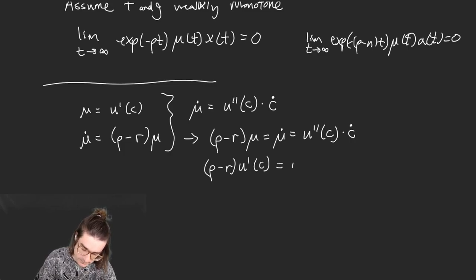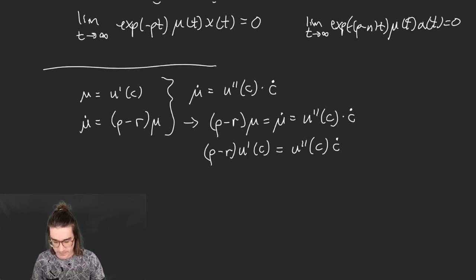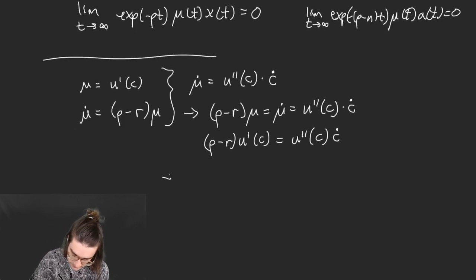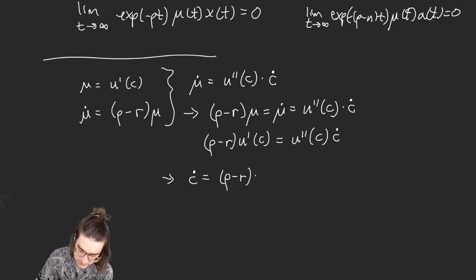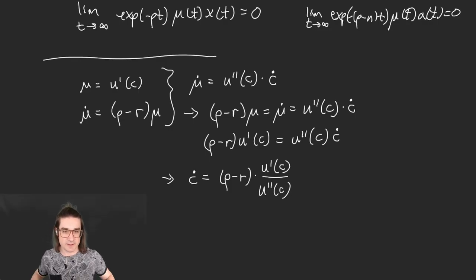So we're going to sub in like that. All right, so now this is an equation. Certainly, we've eliminated mu. It's an equation that characterizes the path of consumption. It's kind of ugly right now. Maybe we can work with it though. Let's solve for c dot. That's how we usually like to express these things. Then we get rho minus r times, I'll write it like this, u prime of c over u double prime of c.